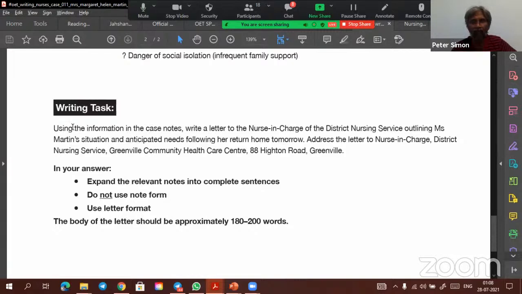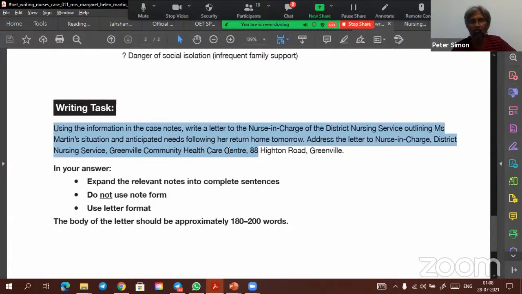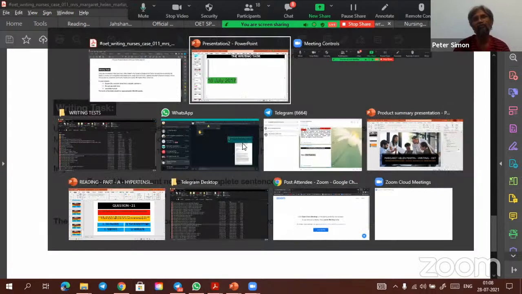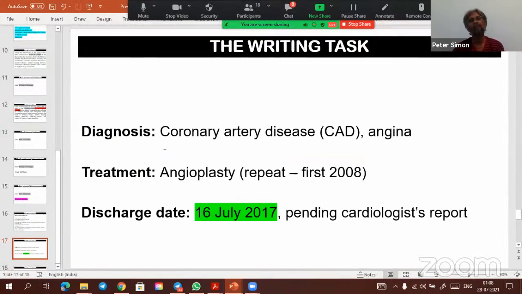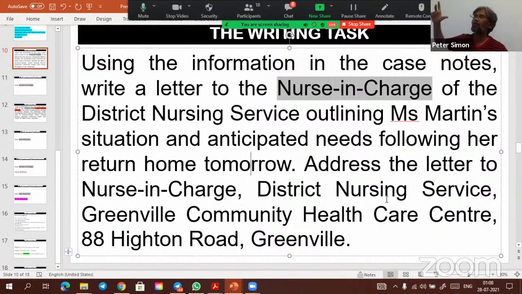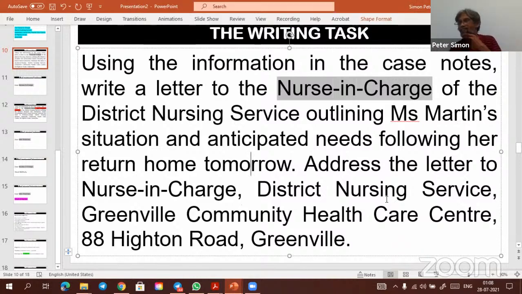Be careful. You have to take care of this one also. I'll show you here only. Yeah. This is the writing task. That means you have to see there and you have to see here. He is going to pull your legs.